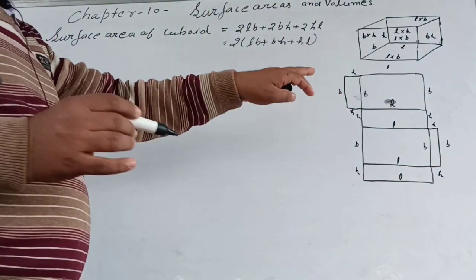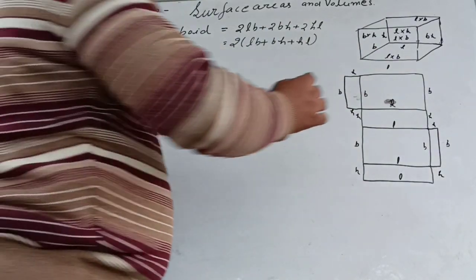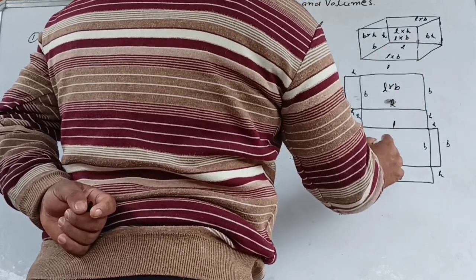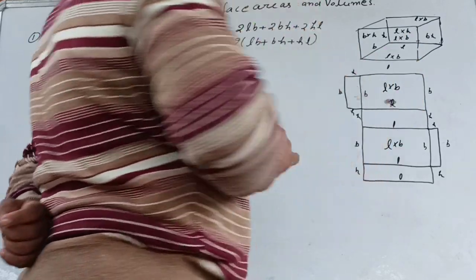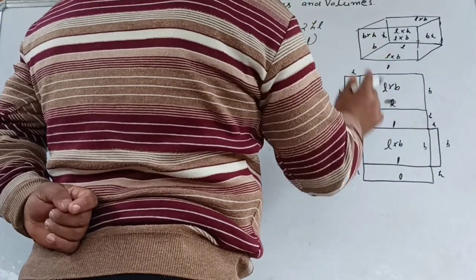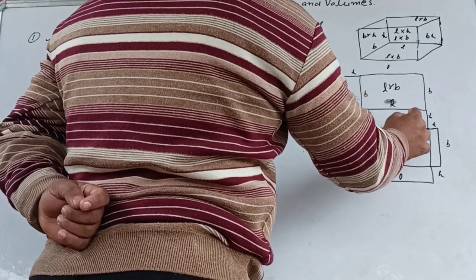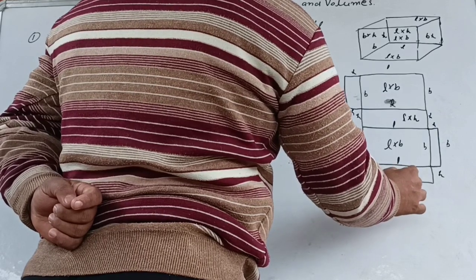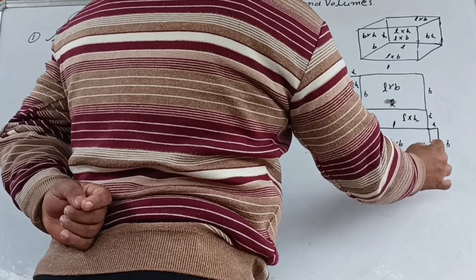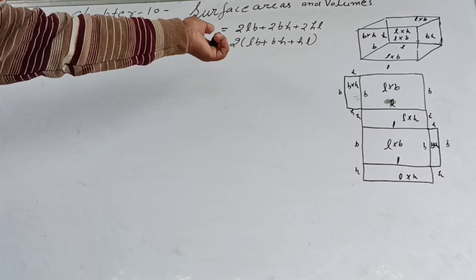If you find the area of each part, this is equal to L into B. This is the part of this, and this is also L into B. Length into breadth. This part is breadth into height. This part is length into height, length into height, and this is also length into height. This is breadth into height, and this part is also breadth into height.